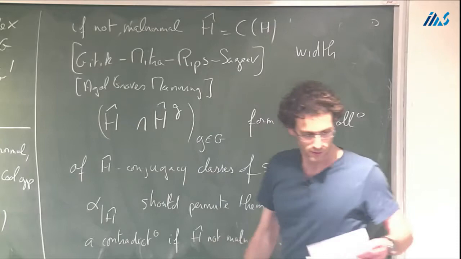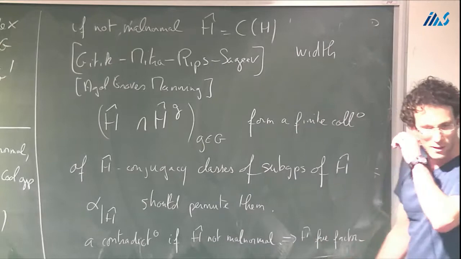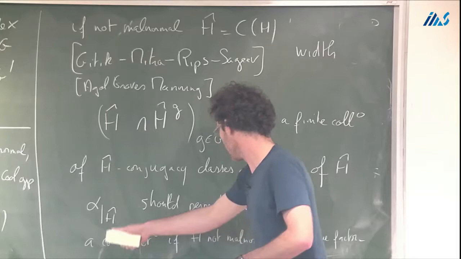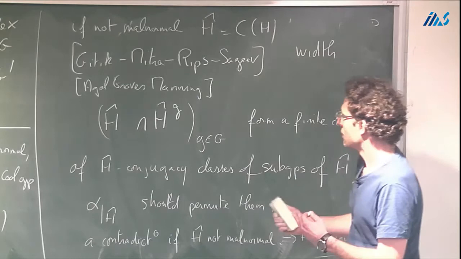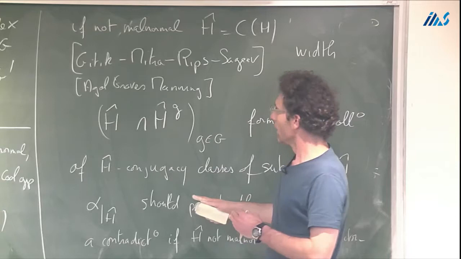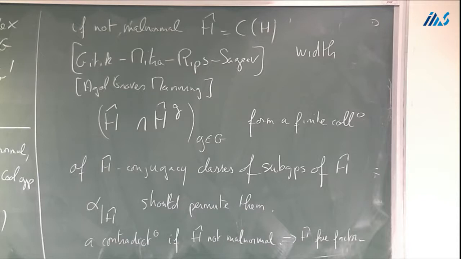Why do you need H hat here at all? I mean, this collection of conjugacy classes would be finite for H as well, right? That's true. But at some point you have to say that if it's not okay, the guys that you get are in the normalizer of H and this kind of stuff. I mean, you have to make the distinction between H and its normalizer. I'm skipping stuff.